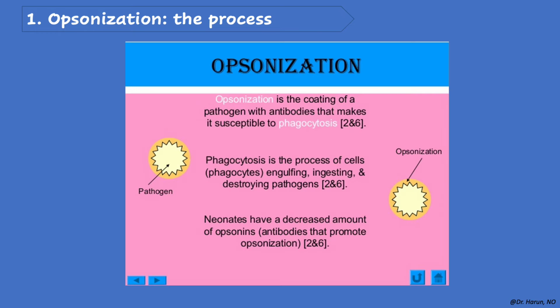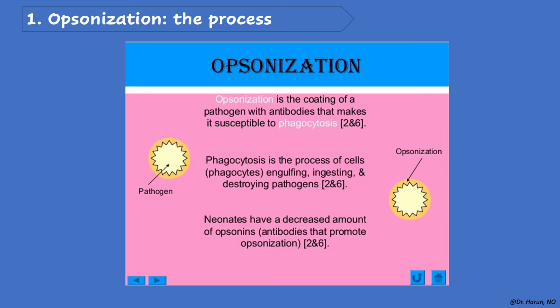For opsonization, this is how it looks like. It is the coating of a pathogen with antibodies that makes it susceptible to phagocytosis. Okay, for example, this is the pathogen, and then the opsonization will take place. Phagocytosis is the process of phagocytes engulfing, ingesting and also destroying the pathogen. We can see this is the molecule outside, the very light yellow, that will engulf or cover this particular pathogen. The neonates or the baby have a decreased amount of opsonins, which are antibodies that promote opsonization.